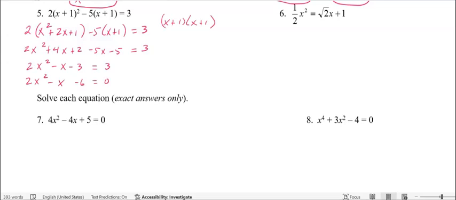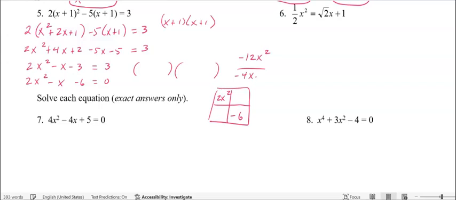And then in this case, you might want to use the box method. So I'll go ahead and review the box method with you just in case. You might want to use it on your exam. So we put the first and the last terms across from each other. We multiply those together. And then I'm going to try to find the factors of negative 12x squared that add up to this middle term. So that would be negative 4x times positive 3x. And then fill in the other empty spaces with those 2 terms, and it doesn't matter where they go.